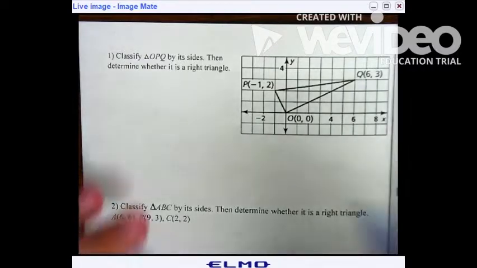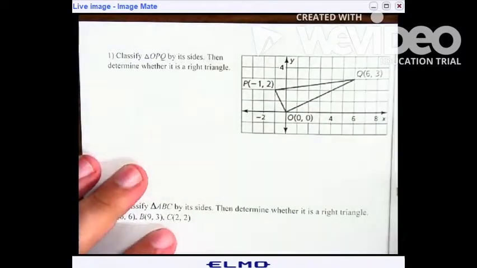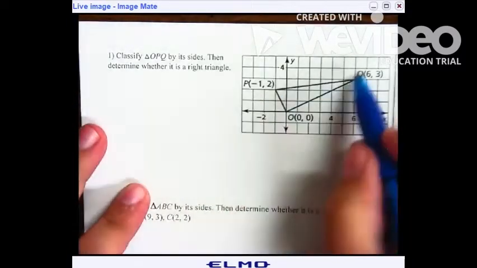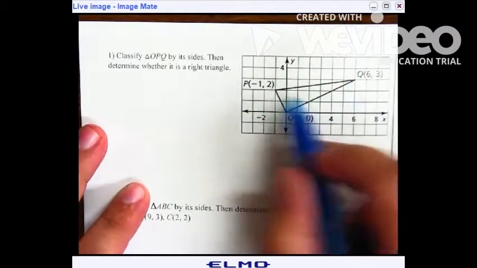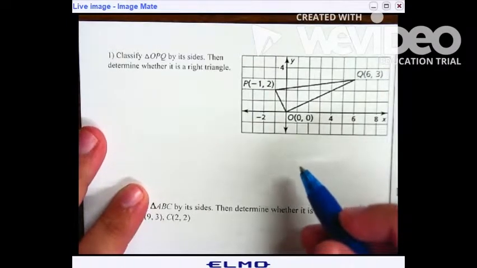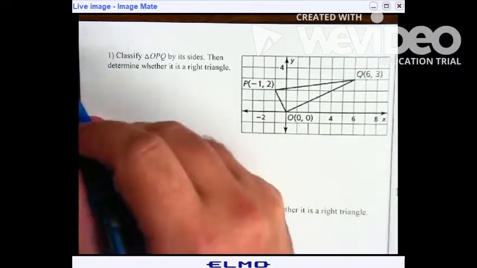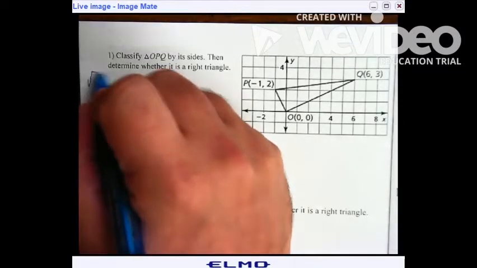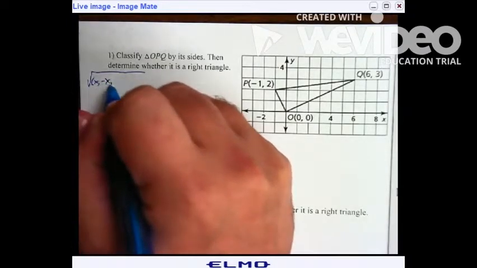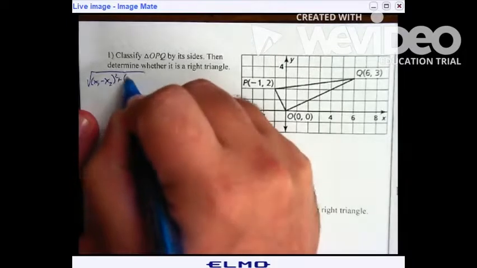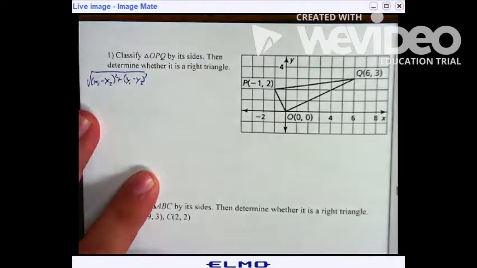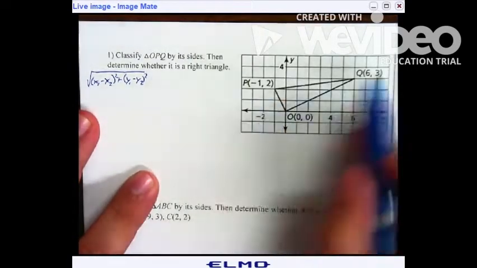We can do this. So first, we need to know how long all of these sides are. Let's just jump right into this. For PQ, I can't count any of them because they're all at angles, so I can't just count over and count up to know how long the sides are. So we're going to have to use the distance formula. The distance formula, if you remember, is the square root of (x1 minus x2) squared plus (y1 minus y2) squared. So we just take our points and we plug them in.